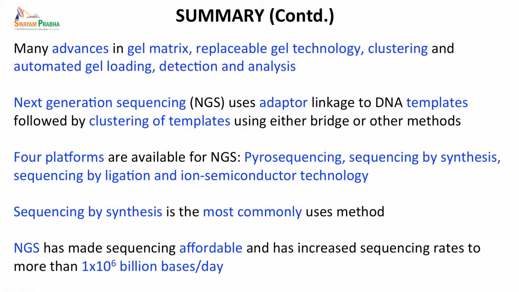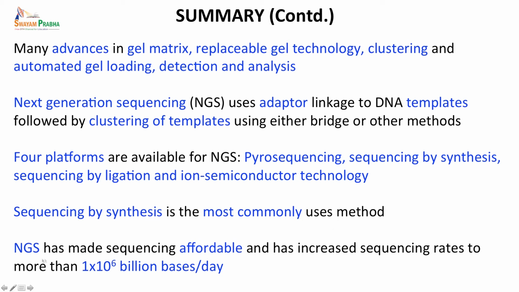a flow cell. And there are 4 general NGS sequencing platforms that are commonly used: pyrosequencing, sequencing by synthesis, sequencing by ligation, and ion semiconductor technology method. And out of these, the sequencing by synthesis is the most commonly used method.